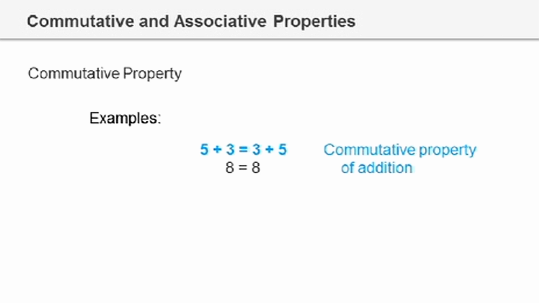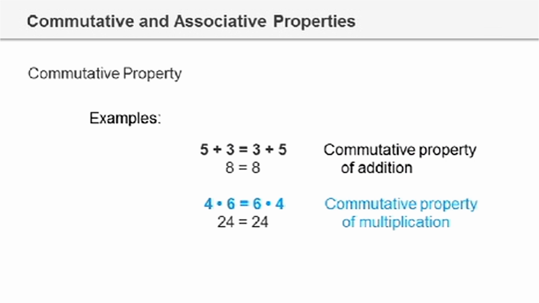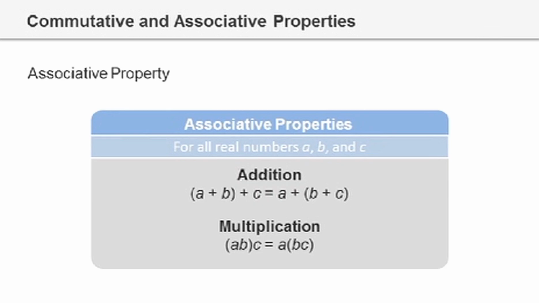By the commutative property of addition, 5 plus 3 equals 3 plus 5. The expressions 5 plus 3 and 3 plus 5 both equal 8, so it makes sense that they equal each other. By the commutative property of multiplication, 4 times 6 equals 6 times 4. The expressions 4 times 6 and 6 times 4 both equal 24. Therefore, it makes sense that they equal each other.